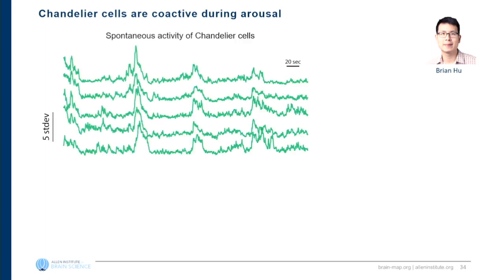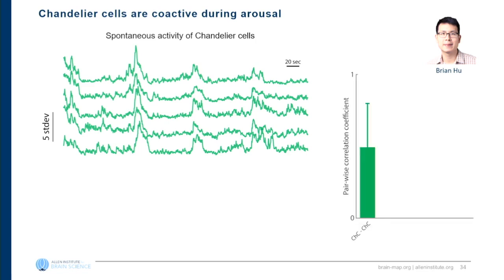So here are the calcium traces you have just seen from this movie, from only 5 cells in total. You can see they are really highly coactive. And to quantify this, Brian did the pairwise cross correlation. You can see the correlation coefficient is about 0.5, which means they are very highly coactivated.